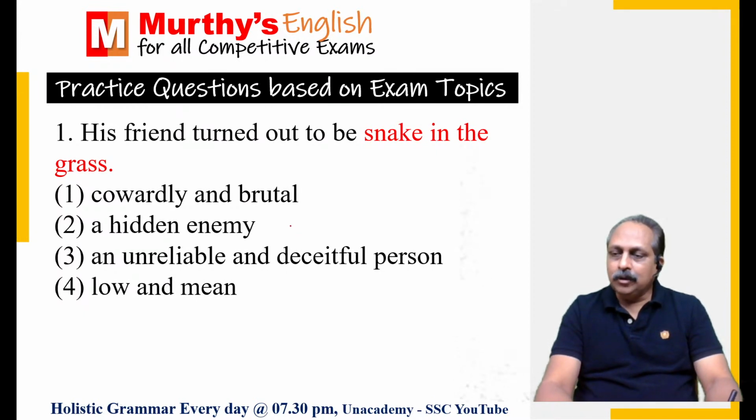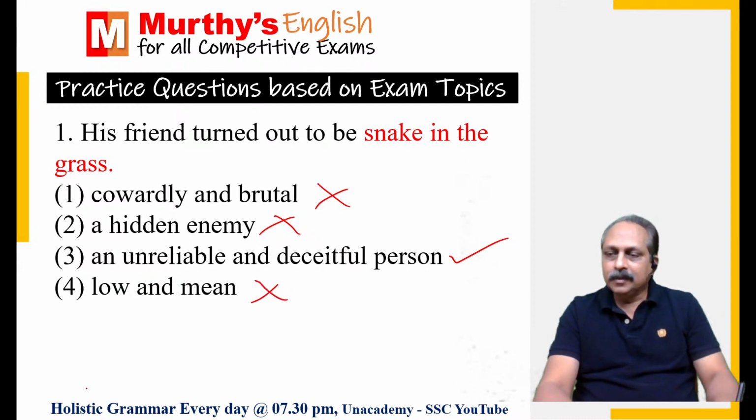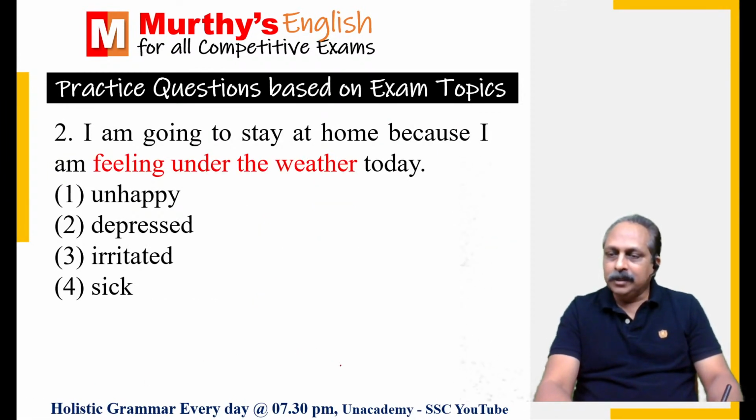No, it is not the second option. No, no, not hidden enemy. Yes, Kiran Kumar has got it right. Here, cowardly and brutal, not correct. Hidden enemy, not correct. An unreliable and deceitful person. Answer is the third option. Only one or two students have got it right.